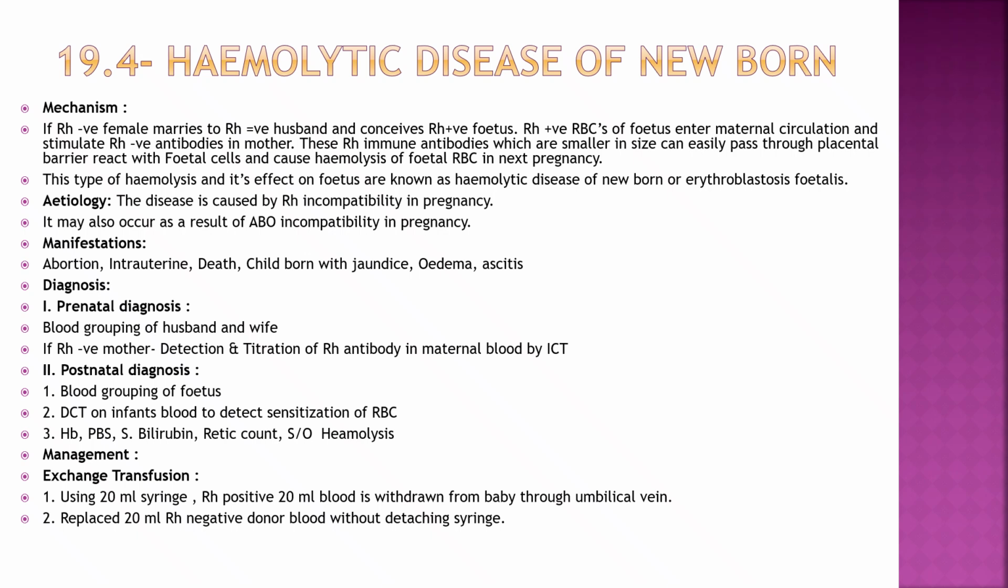So this is called hemolytic disease of the newborn. Manifestations can be abortion, intrauterine death, or a child born with jaundice, edema, ascites. For prenatal diagnosis: blood grouping of husband and wife, and if the mother is Rh negative, detection and titration of Rh antibody in maternal blood by ICT, that is, the indirect Coombs test. Postnatal diagnosis: DCT, the direct Coombs test, on the infant's blood to detect sensitization of RBCs, blood grouping of the fetus, then Hb, PBS, serum bilirubin, reticulocyte count, and the signs of hemolysis. Management: exchange transfusion.